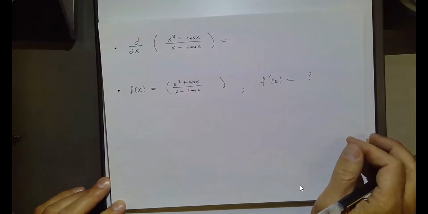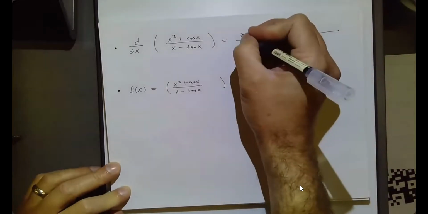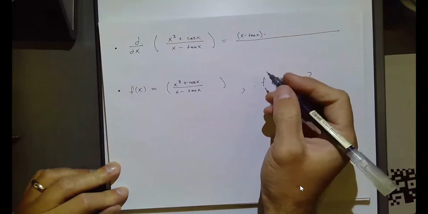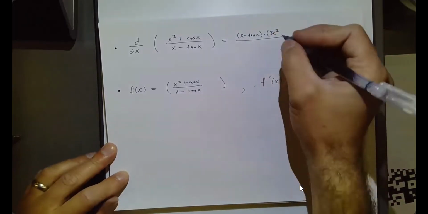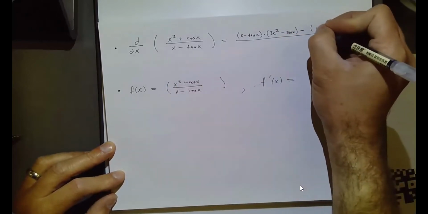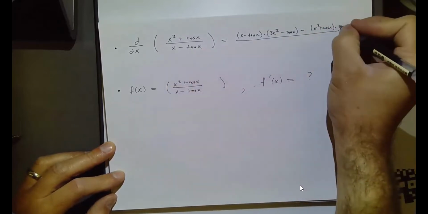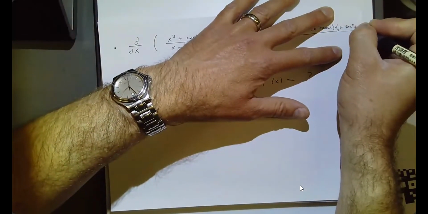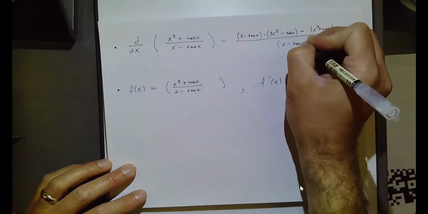Quotient rule, right? We have a fraction, we have a quotient. It's going to be the bottom times the derivative of the top. The derivative of the top is going to be 3x squared plus negative sine, so I'm going to write minus sine of x, minus the top times the derivative of the bottom. The derivative of x is 1. The derivative of tangent of x is secant squared of x. All divided by x minus tangent x quantity squared.